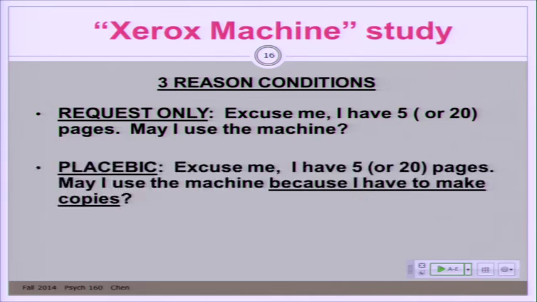In the pacific condition, the Confederate goes, excuse me, I have 5 or 20 pages, may I use the machine because I have to make copies? This is ridiculous. Good, you're laughing. It's ridiculous because it is not a real reason. Of course you need it to make copies. It's not an actual reason, but it sure sounds like a reason. Because in our minds we know that after because means, oh, they gave a reason. It has the appearance of a reason.